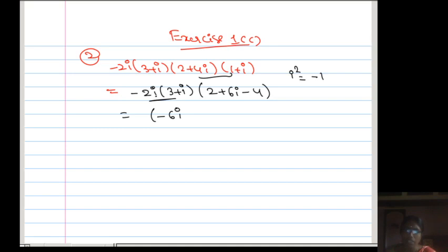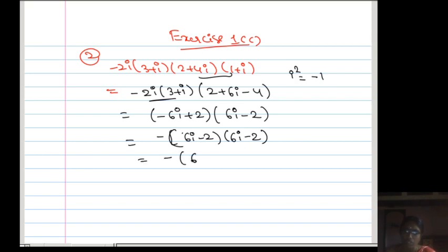Next, i into i square means minus 1. Minus into minus is plus 2. Next here 2 minus 4 is minus 2, then 6i minus. So you can also write minus common here. If I take minus common here, 6i minus 2, and here again 6i minus 2. So can I write now 6i minus 2 into 6i minus 2, that is (6i minus 2) whole square.